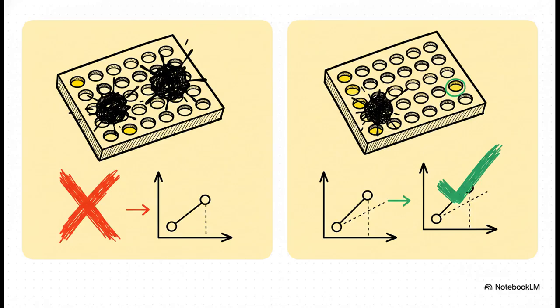But look at the right. The replicates are placed far apart. Now, if that same local error happens, it only takes out one of them. Your average is suddenly way more reliable because you've literally averaged out the physical weirdness across the entire plate.